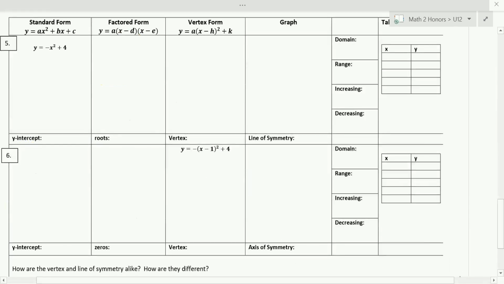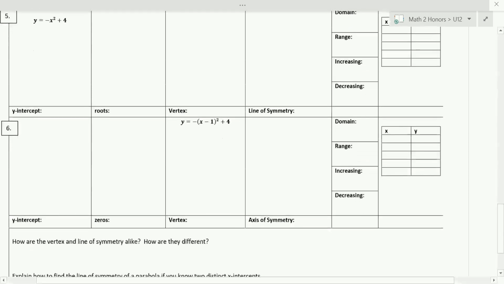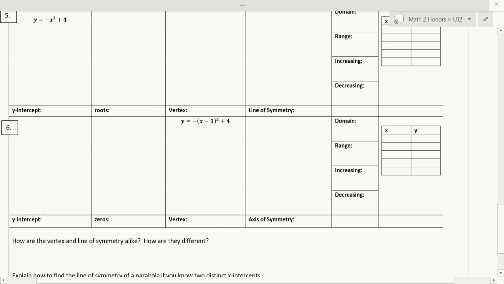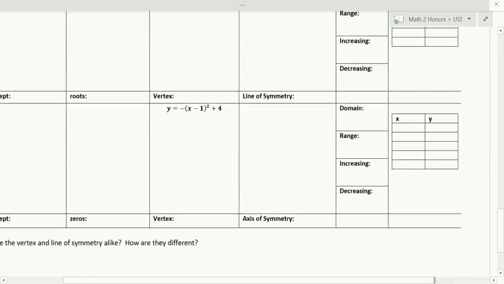So what are you trying first on this one? Finding the vertex. Anybody get the vertex? +1 and +4. Good. Right? Very good. Anything else that you guys got?